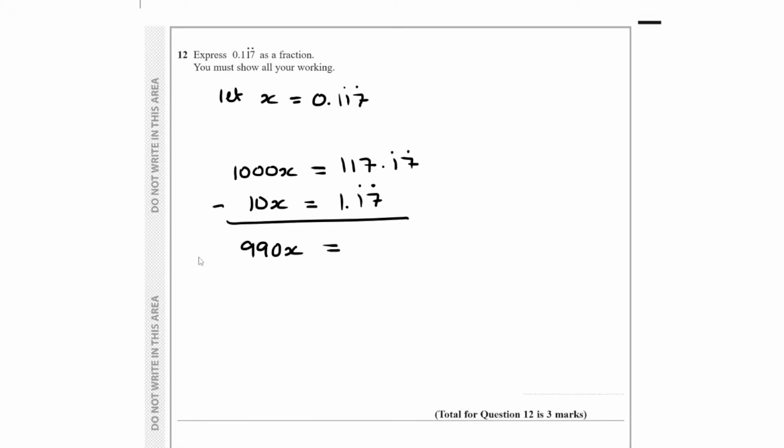Over here, obviously the whole point is that when I subtract them, the recurring decimals cancel. But don't forget that you do need to do 117 minus the 1 that's still there. That'd be 116. Then we're going to solve the equation. So divide across by 990. Now, that's a fraction. They said leave it as a fraction. So you can leave it like that.